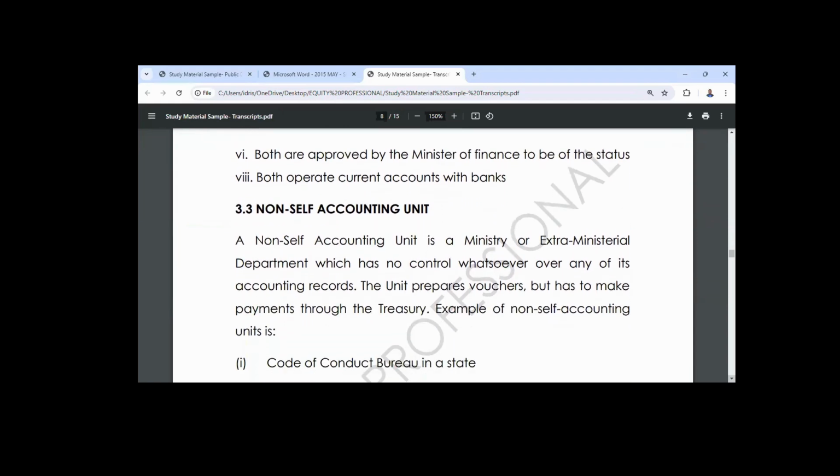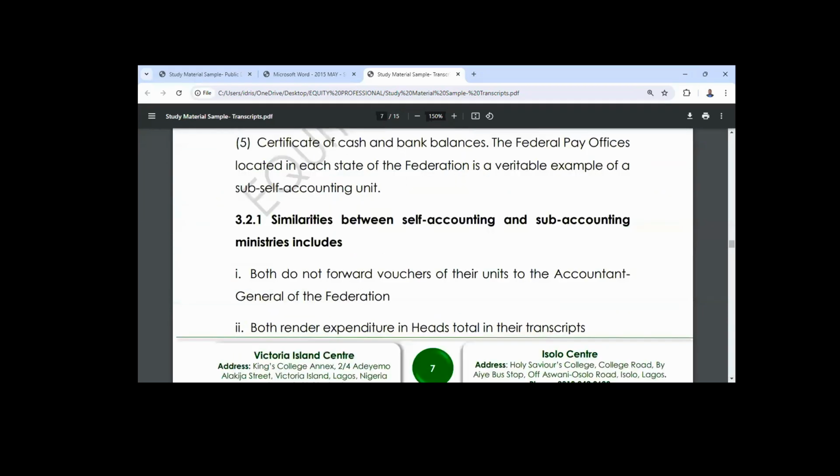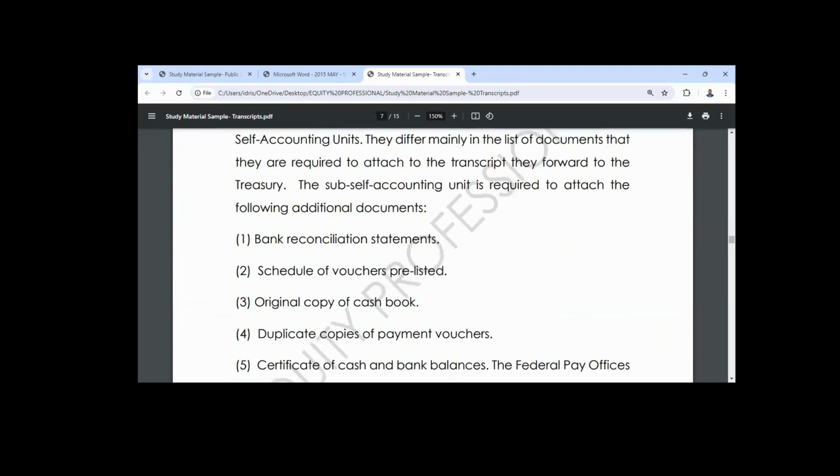Non-self accounting unit. I have a question, sir. Yes, sir. I was just checking through the similarities between self-accounting and sub-self-accounting units. Number one, it says both do not forward vouchers of their units to the Accountant General of the Federation. I don't know if that is correct.